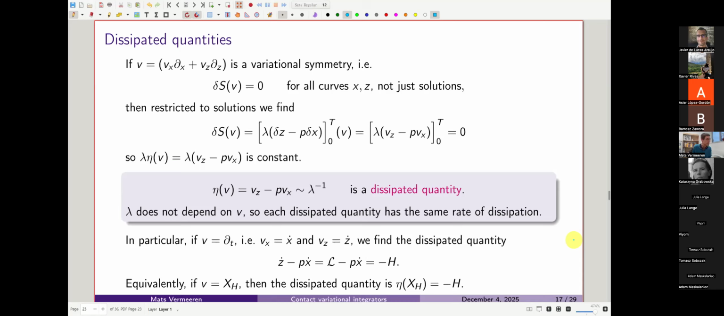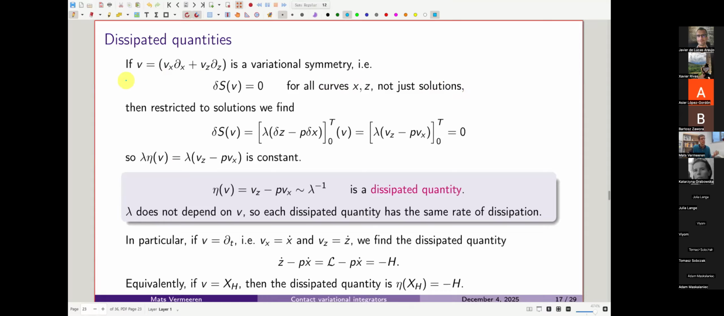Something I haven't mentioned yet is the analog of Noether's theorem in the contact setting. If you have a symmetry in the symplectic setting, you get a conserved quantity. In the contact setting, you get a dissipated quantity. And again, you can get this out of working with the boundary terms of the calculus of variations.